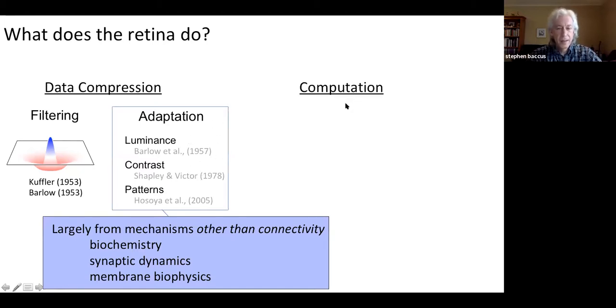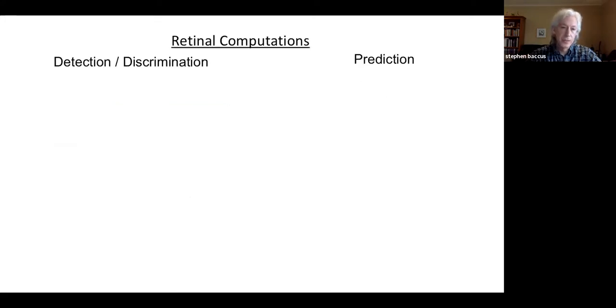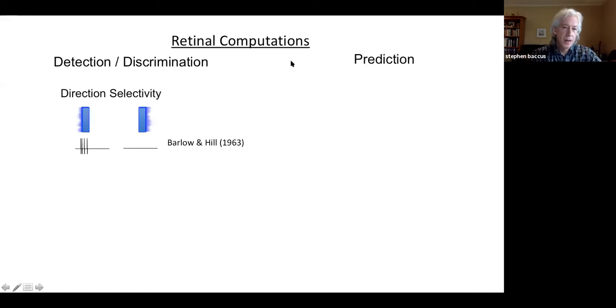So there's another class of functions that we can think about as computation. Rather than packing all the bits of information up to the higher brain to let the higher brain do the complicated stuff, computation would be extracting important bits of information to drive behavior. And so we can think of these in 2 different classes, one where visual stimuli are detected or discriminated between, or also where the retina can make predictions. So a few examples of discrimination.